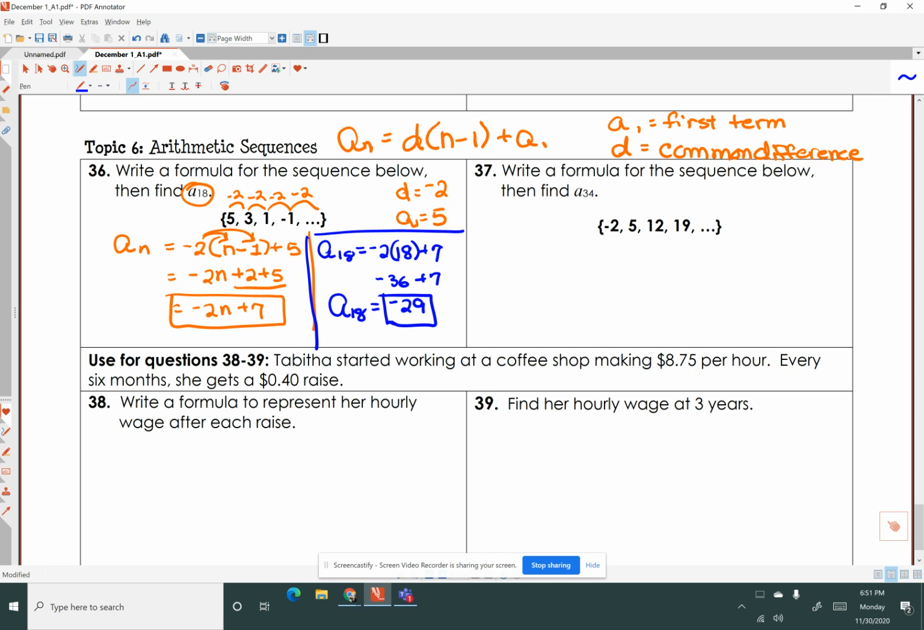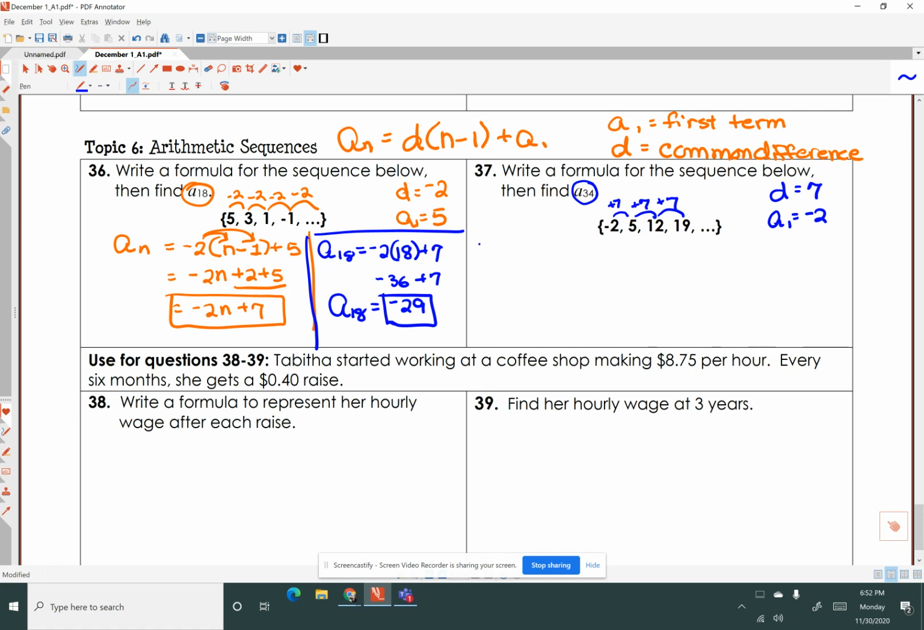Number 37, we are to find the 34th term. Our common difference: -2 to 5, that's +7. 5 to 12 is +7. 12 to 19 is +7. So our common difference is 7, and our first term, our A sub 1, is -2.